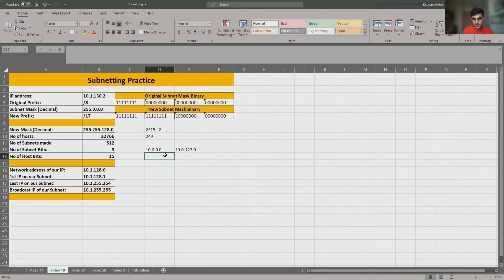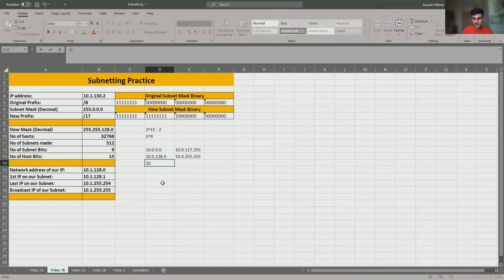The second range will be 10.1.0.0. Sorry, the second one will be 10.0.128.0. That's right. And we move on to 10.0.255.255. So this is a range here. And this one here will be 255 as well, because we're changing the numbers. So this will be the broadcast. This is the network address, the second network address, followed by the broadcast for the second one.